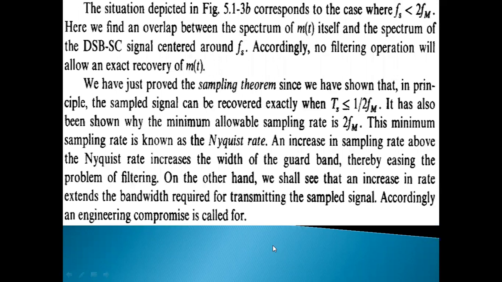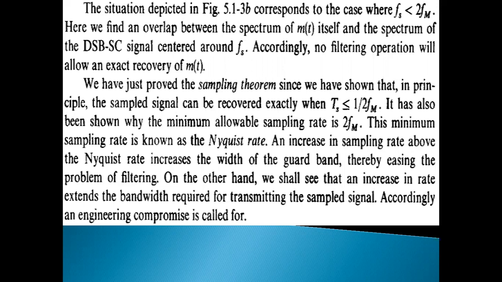Now consider another situation, the Fs less than 2Fm condition. Here you find an overlapping between the spectrum of m(t) itself and the spectrum of the DSBSC signal centered at Fs. Accordingly, no filter can recover exactly m(t). Because of the Fs less than 2Fm condition, no filter can be realized to detect such signals.